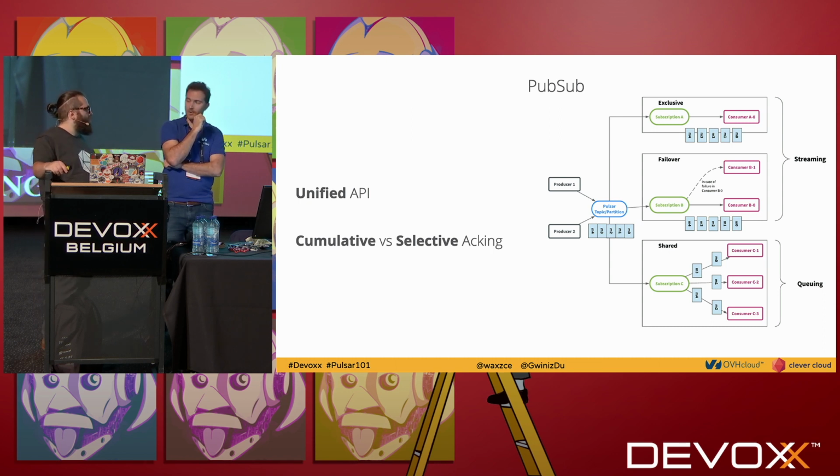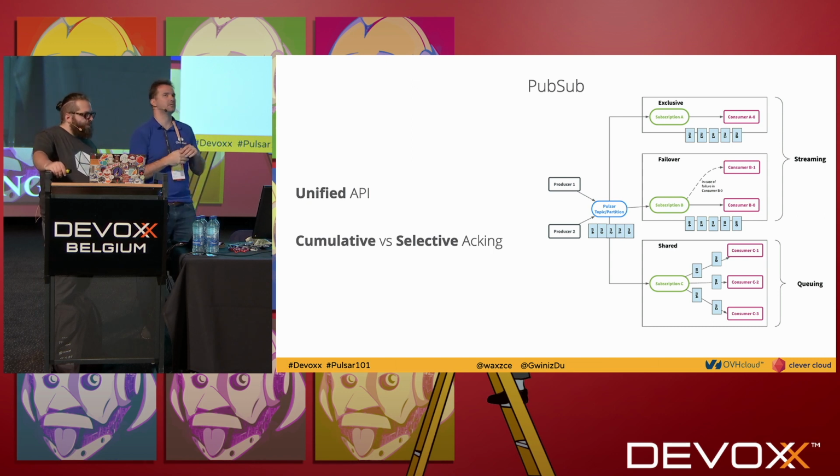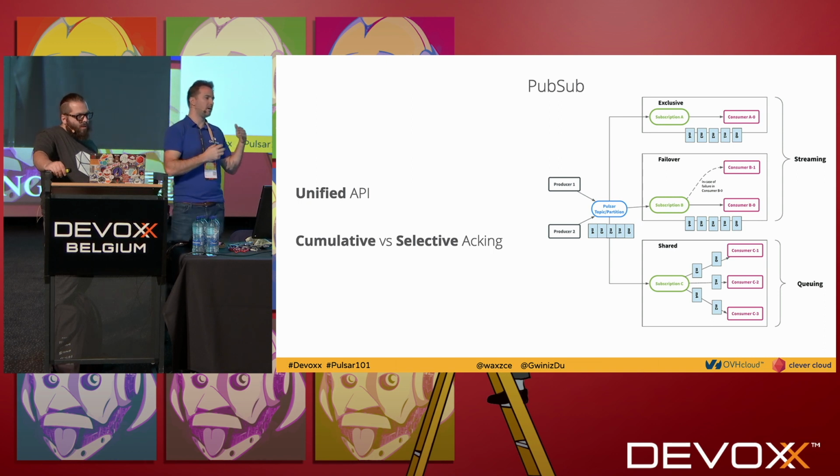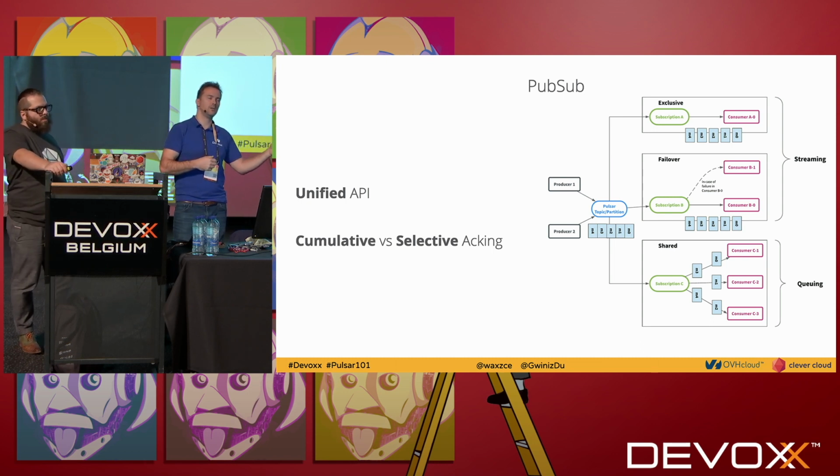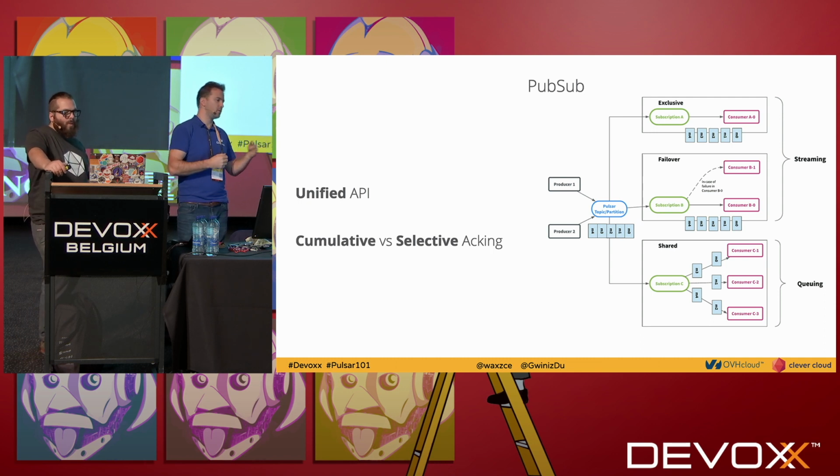If maybe you can explain. Yeah, sure. What's a queue and what's the difference with a streaming solution? In a streaming solution, you say, okay, I have consumed messages and I acknowledge up to this point. In Kafka, it's an offset. In Pulsar, it's a cursor. But you consume up to a point.